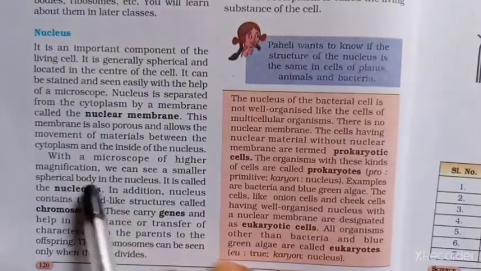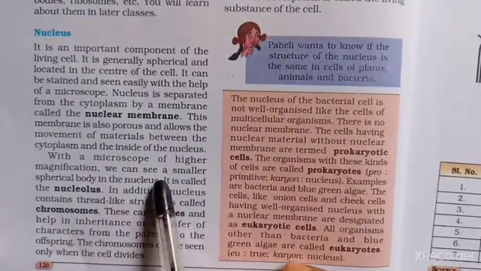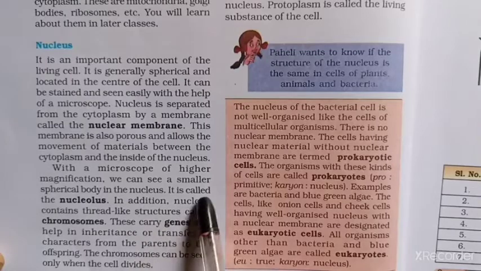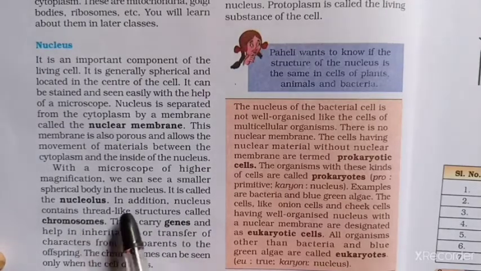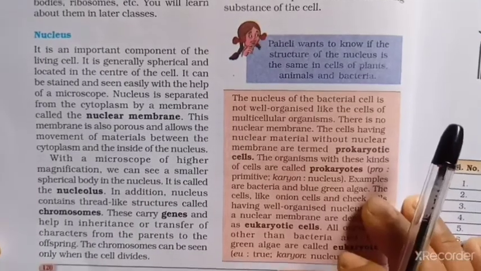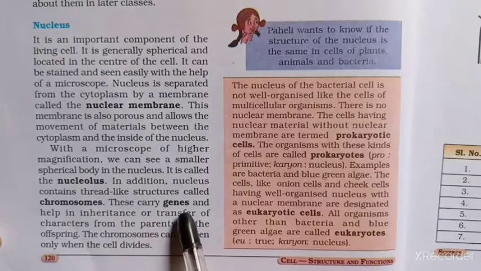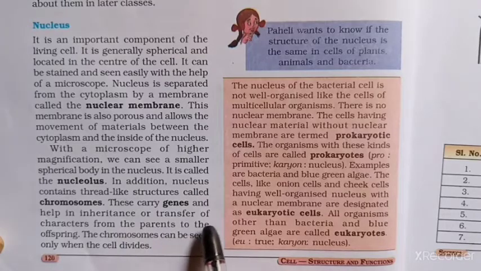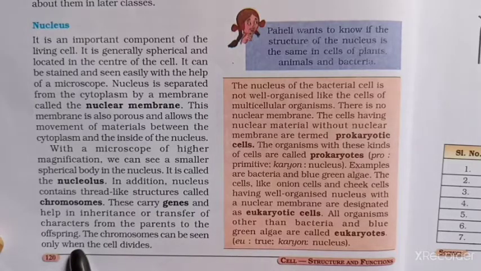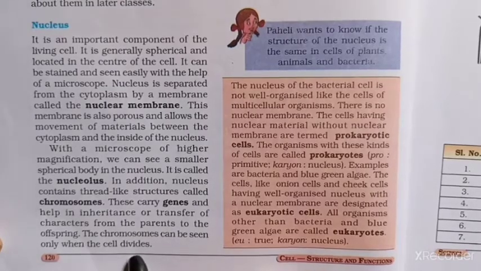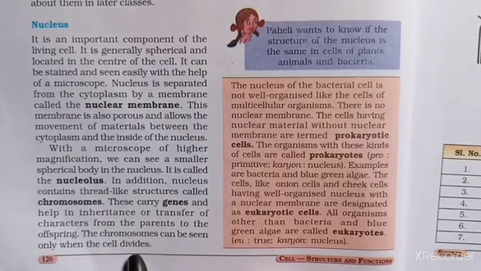With a microscope of higher magnification, we can see a smaller spherical body in the nucleus. It is called the nucleolus. In addition, the nucleus contains thread-like structures called chromosomes. Chromosomes carry genes and help in inheritance, or transfer of characters, from the parents to the offspring. The chromosomes can be seen only when the cell divides.